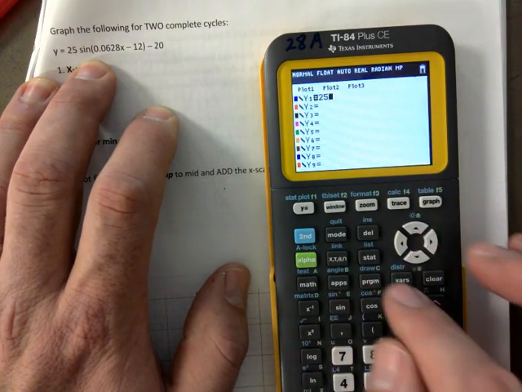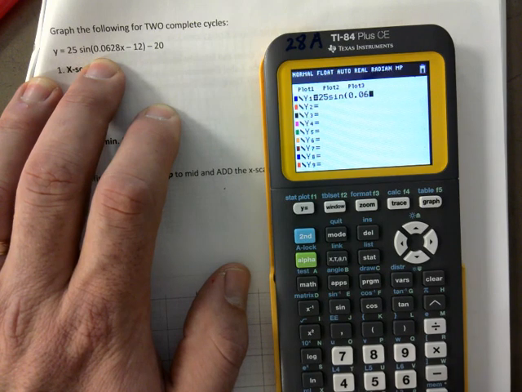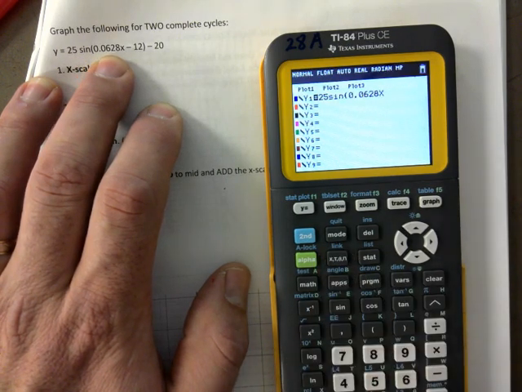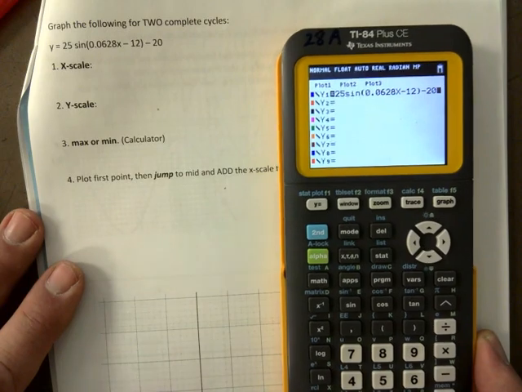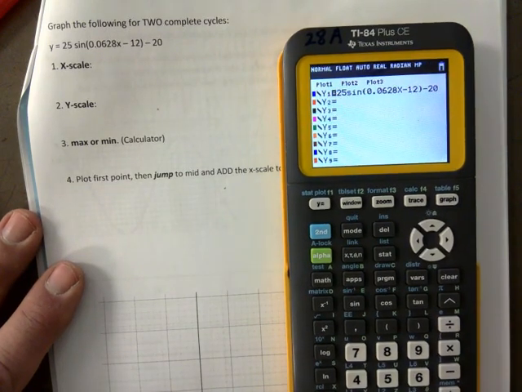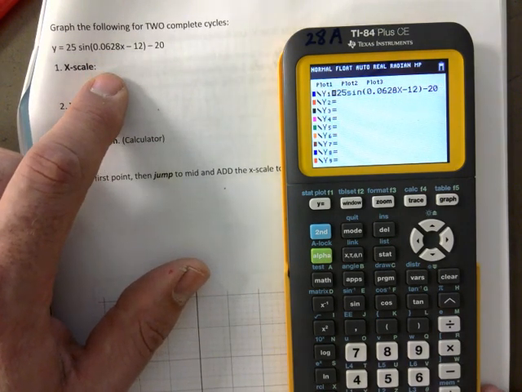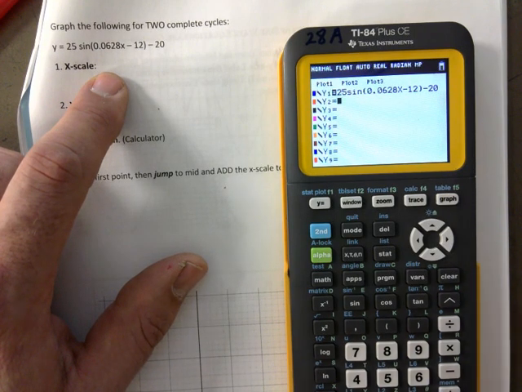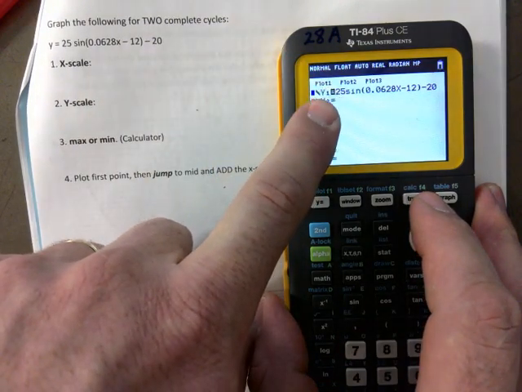Type this in: 25 sine of 0.0628 (x minus 12) minus 20. So I picked that difficult one, I didn't pick an easy one. This is not going to be nice, pretty round numbers. But I typed that in, and you can graph it if you want, but I'm going to hold off a little bit, because based on what I calculate here, it's going to help me set my window.